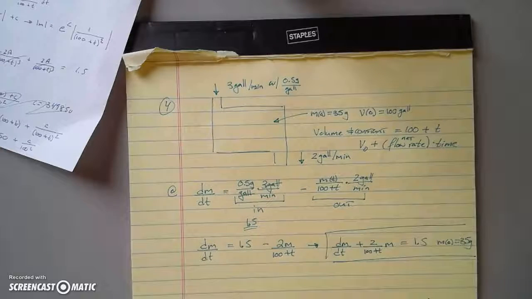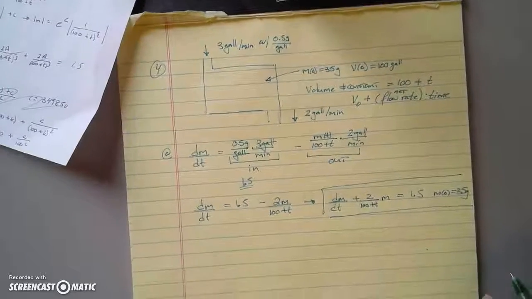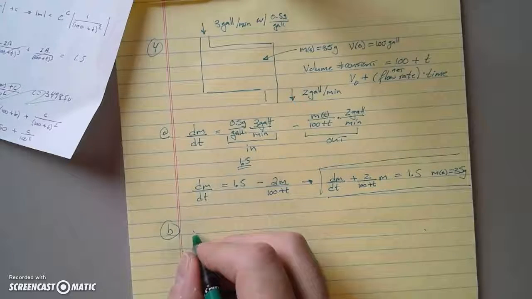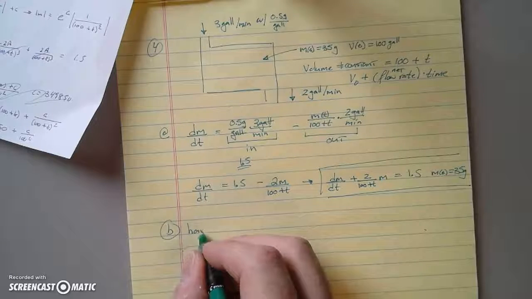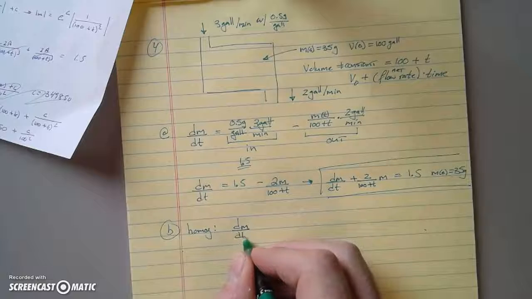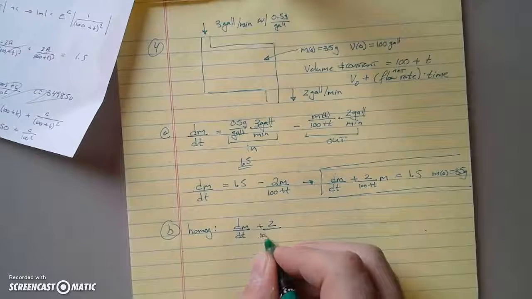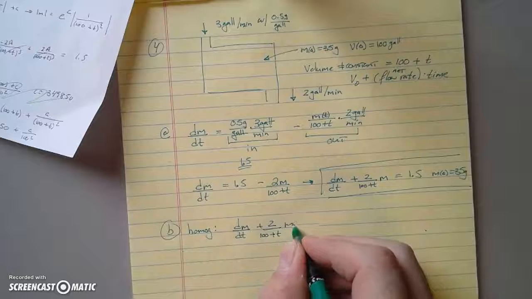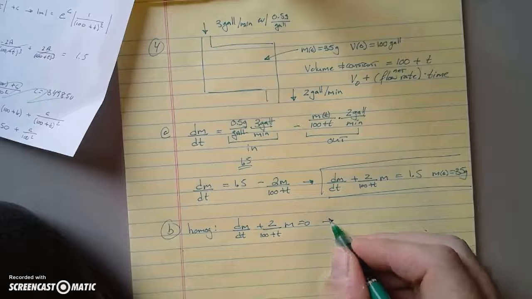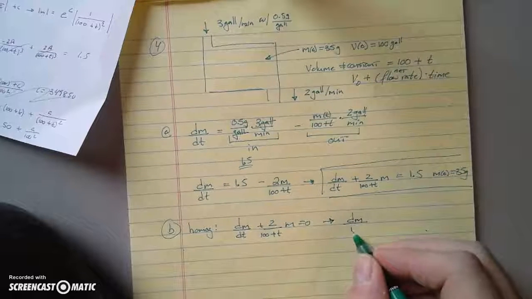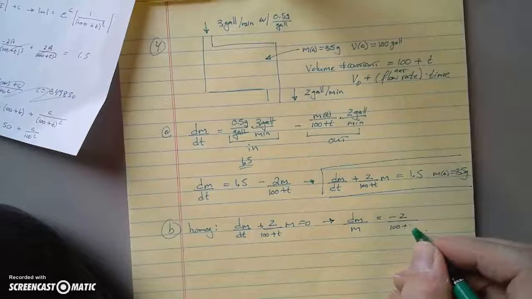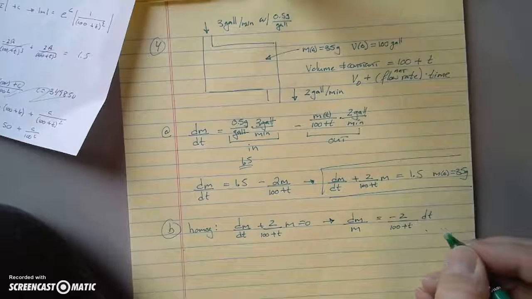So this would be A. This is setting up the initial value problem. So B is solving it. So to solve it, step 1, solve the homogeneous differential equation, which is dm/dt plus 2 over 100 plus T times m equals 0. So this is a separation of variables. So separate, we'll have dm over m equals minus 2 over 100 plus T dt.